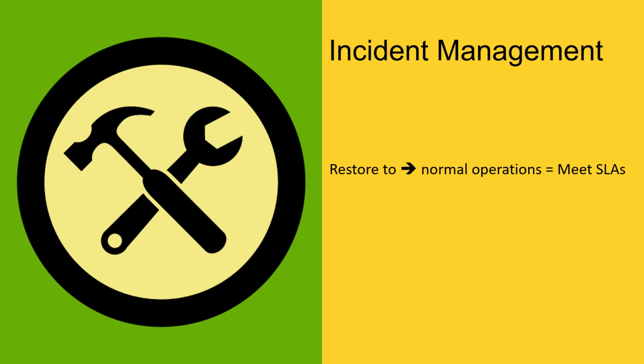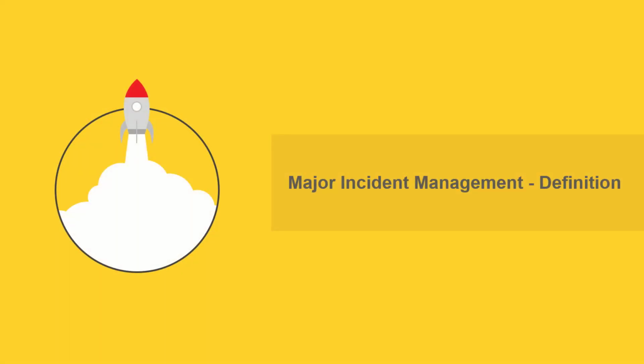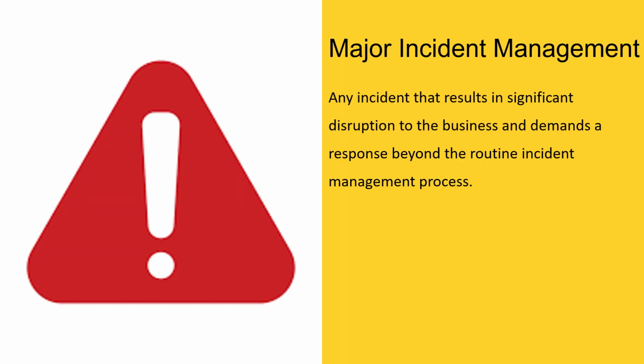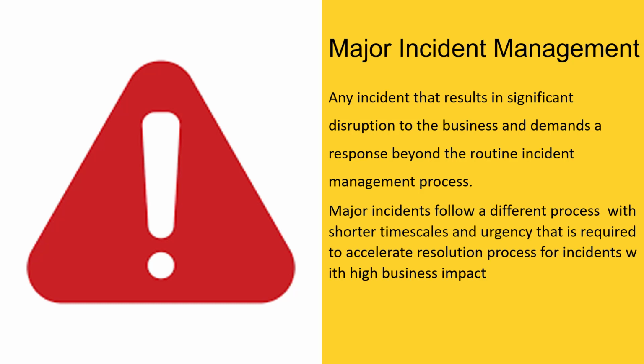Now moving forward, let us also discuss the major incident management definition so that we understand the difference between them and why any organization needs to have both processes well defined and in place. A major incident is an incident that results in significant disruptions to the business and demands a response beyond the routine incident management process. Major incidents follow a different process with shorter timescales and the urgency that is required to accelerate resolution processes for incidents with high business impact.